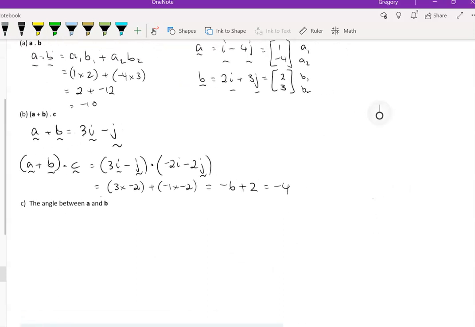Okay, the third example, the angle between A and B. First thing we need to do, if we want to find the angle between A and B, is use the relationship for scalar product that includes the angle, which is this one here.